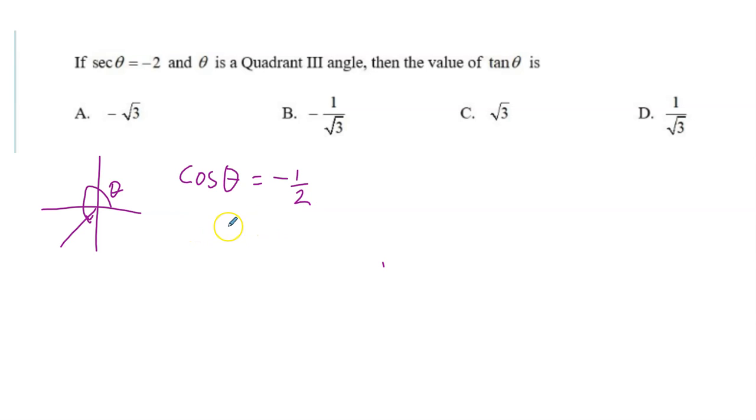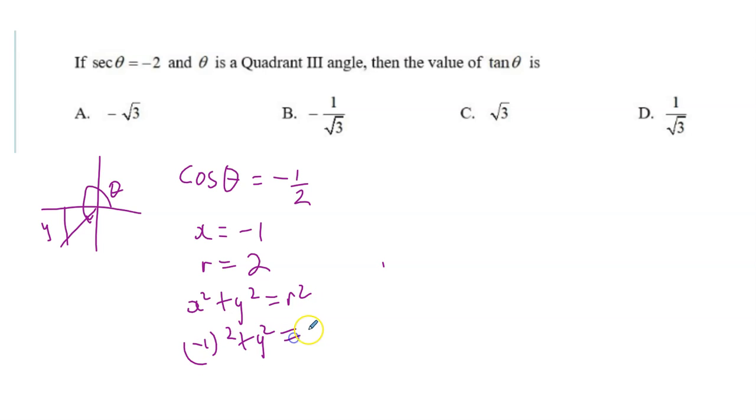Now, cosine is x over r. So we know that x is negative 1 and r is always positive, so r is 2. Now, in quadrant 3, our y value will also be negative. Same deal, we just go x squared plus y squared equals r squared. So negative 1 squared plus y squared is 2 squared.